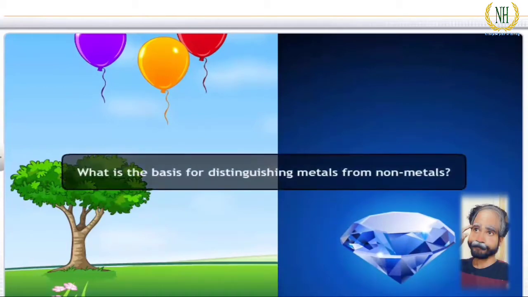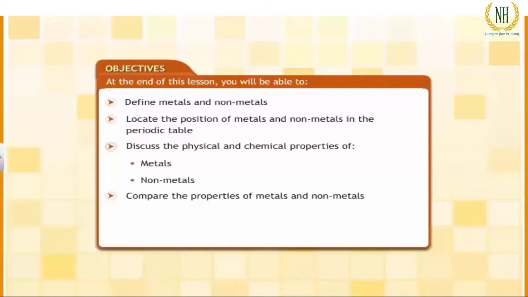To understand the scientific basis for this classification, you need to examine the physical and chemical properties of metals and non-metals. In this lesson, you will learn about the properties of metals and non-metals. You will also learn how they form compounds and how they can be separated.